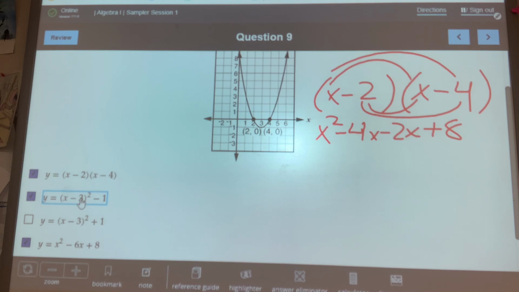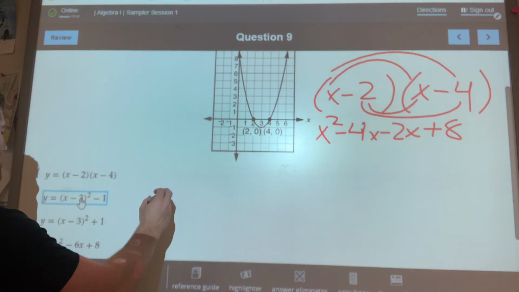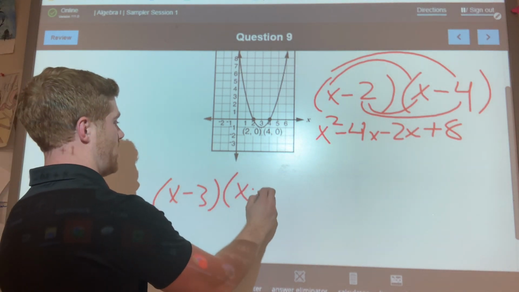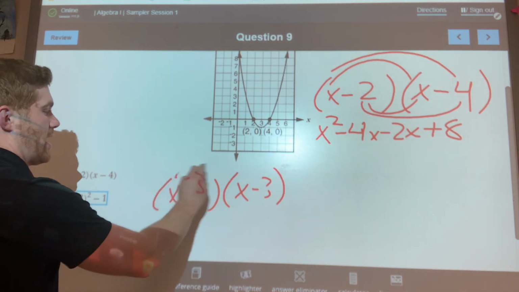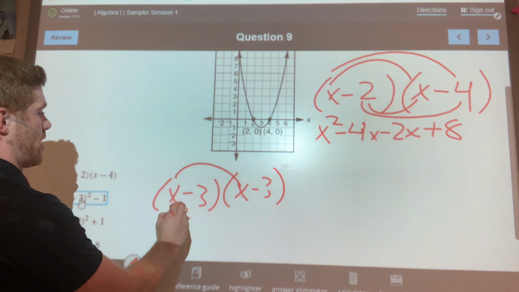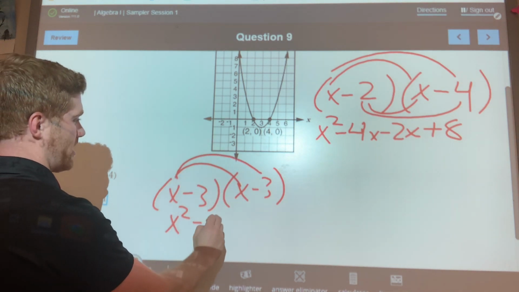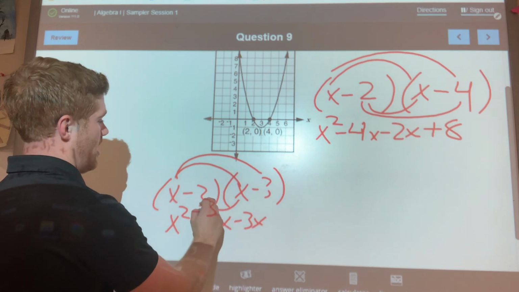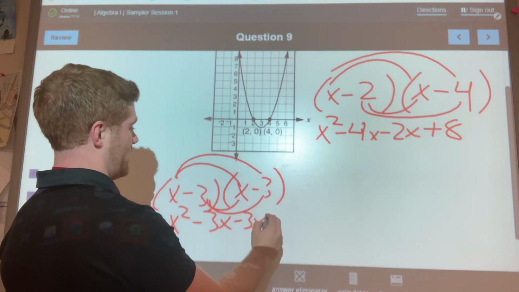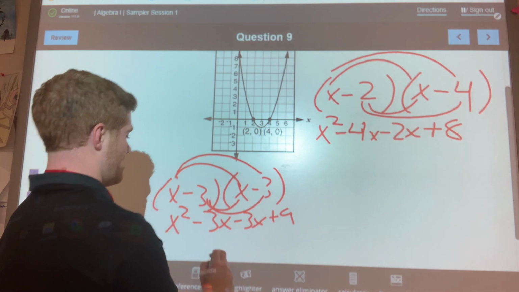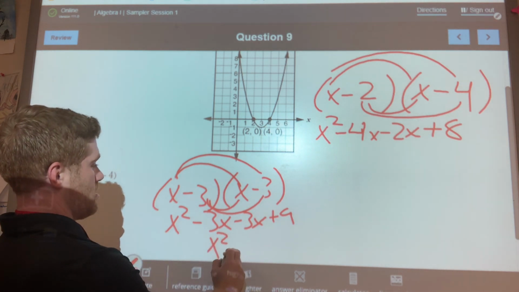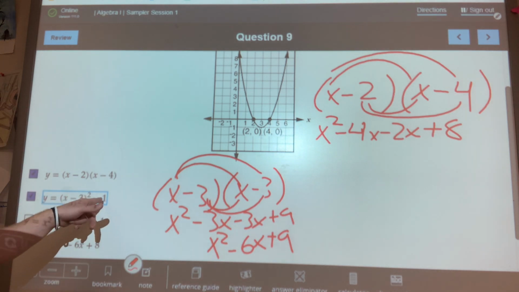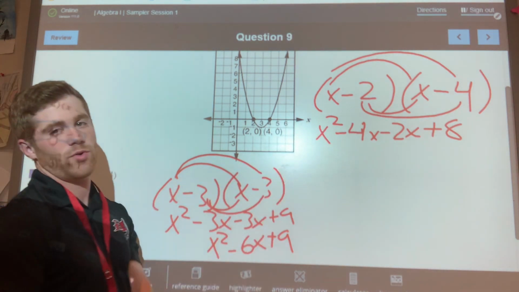Okay, and here's how we know that. If I were to do x minus 3 times x minus 3, x times x is x squared, x times minus 3 is minus 3x, minus 3 times x is minus 3x, and minus 3 times minus 3 is positive 9, so I get x squared minus 6x plus 9. Minus 1 here is going to be the same as what we had earlier.